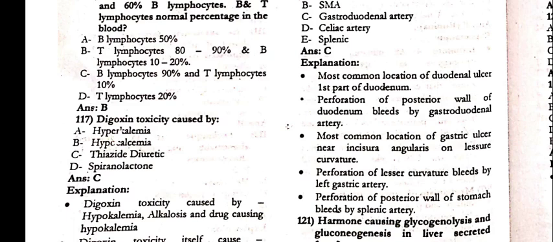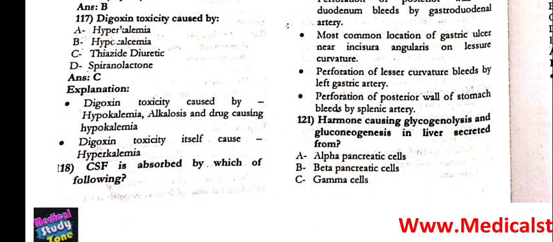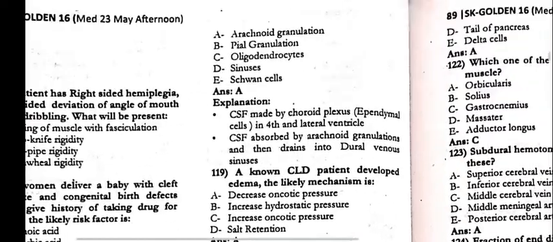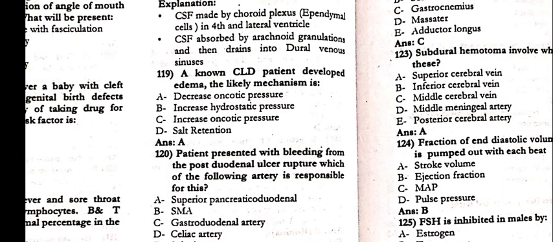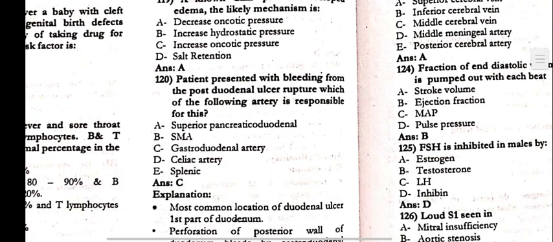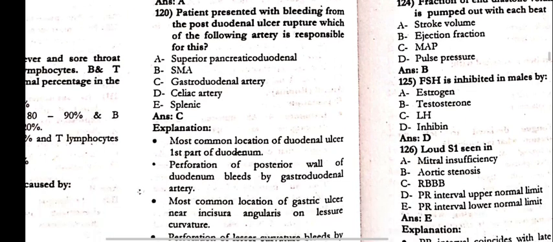Digoxin toxicity is caused by thiazide diuretic. Next, CSF is absorbed by which of the following? The arachnoid granulations. 119, the nephrotic patient developed edema. The likely mechanism is decrease in oncotic pressure. 120, the patient presents with bleeding from a posterior duodenal ulcer rupture. Which of the following arteries is responsible? That is the gastroduodenal artery.